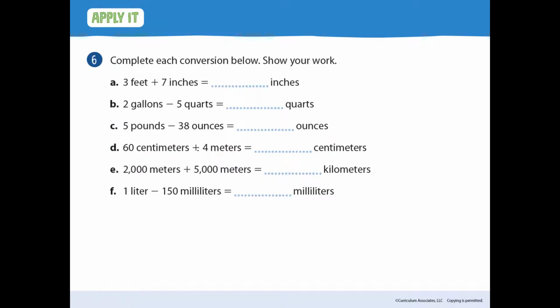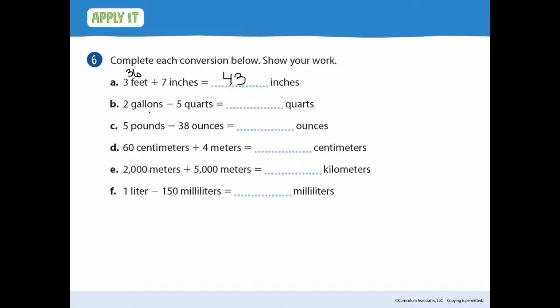Okay, number 6 at the bottom of 527. Complete each conversion below and show your work. So 3 feet plus 7 inches equals how many inches? There are 12 inches in a foot, so 3 times 12, we have 36. Okay, plus 7 more inches is 43.